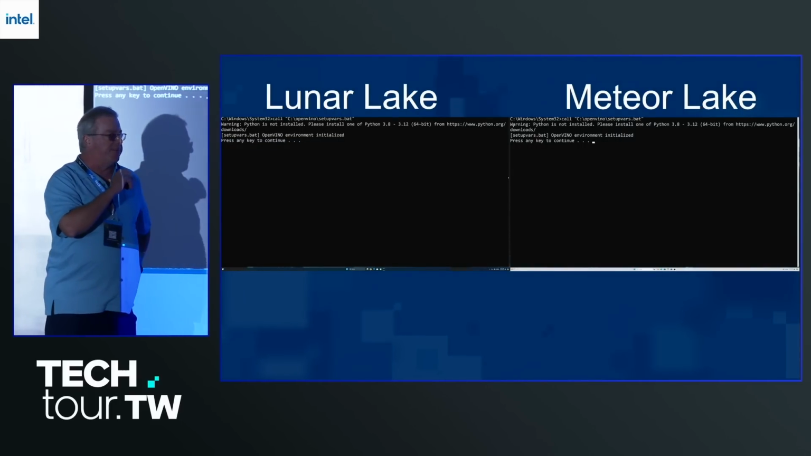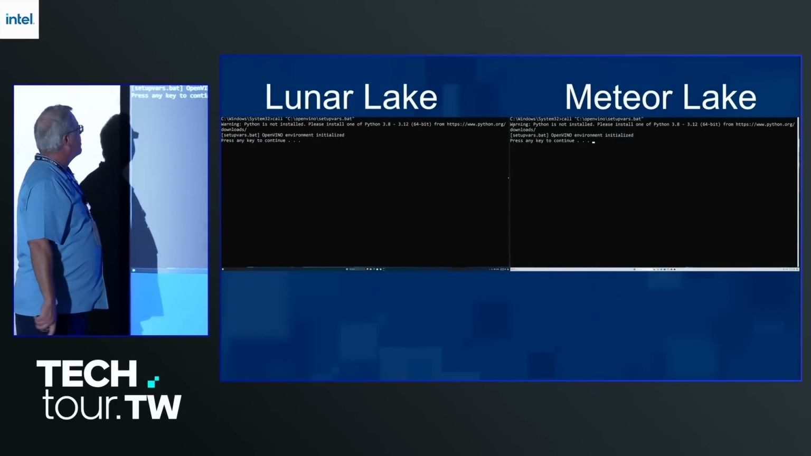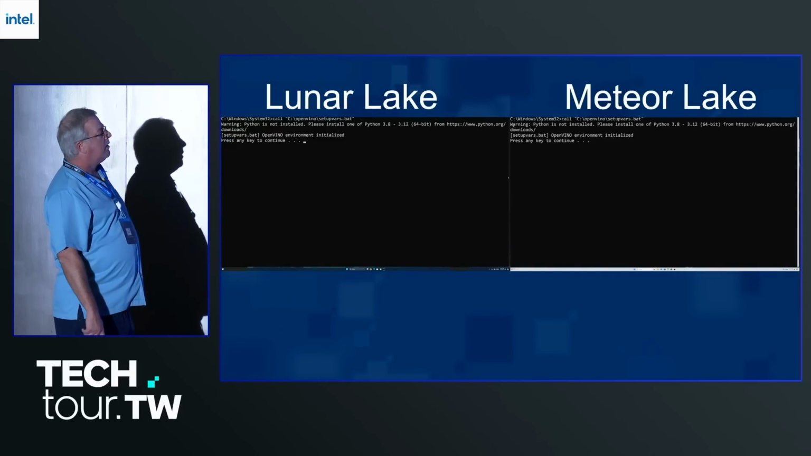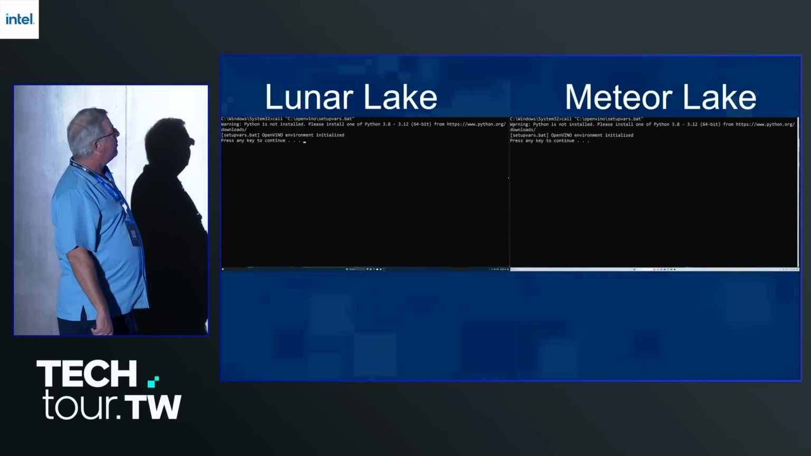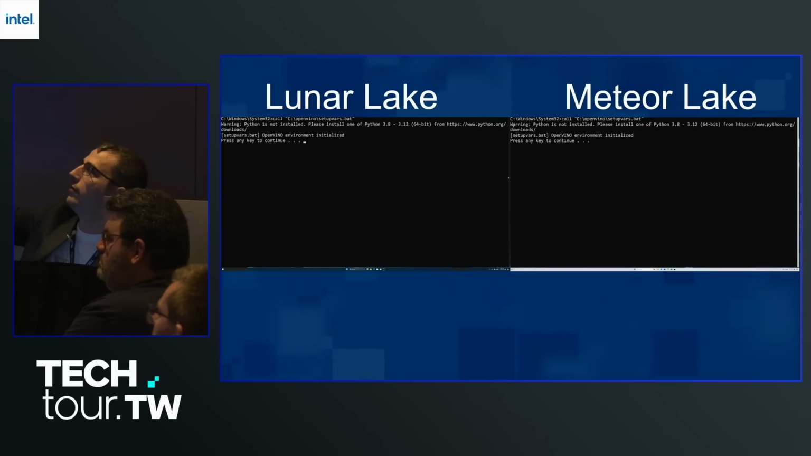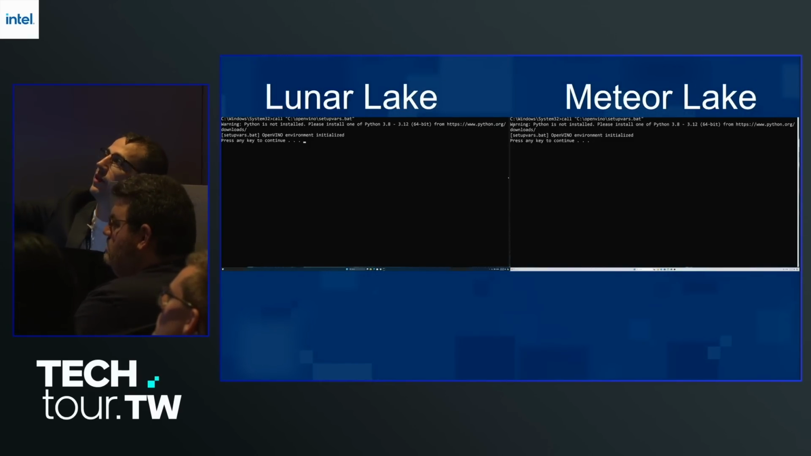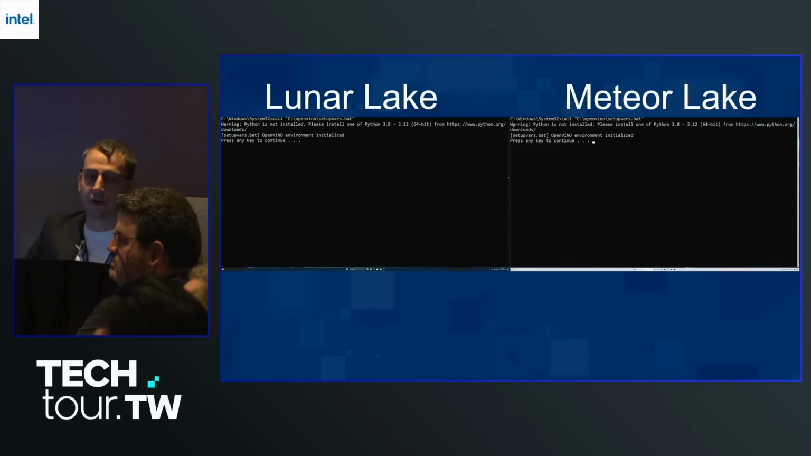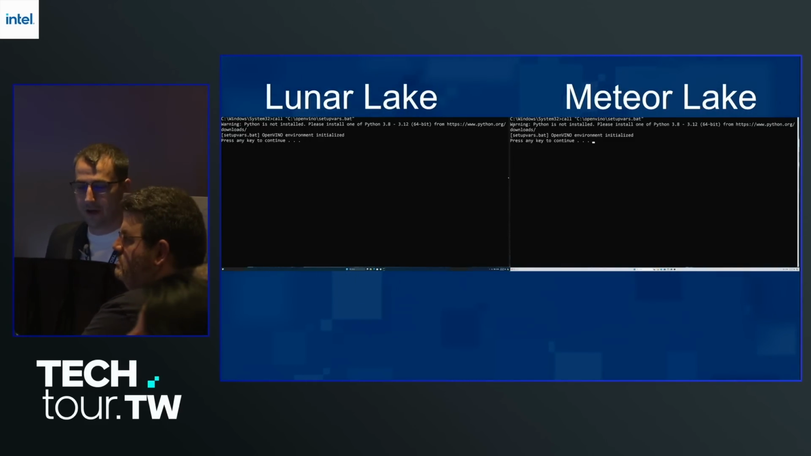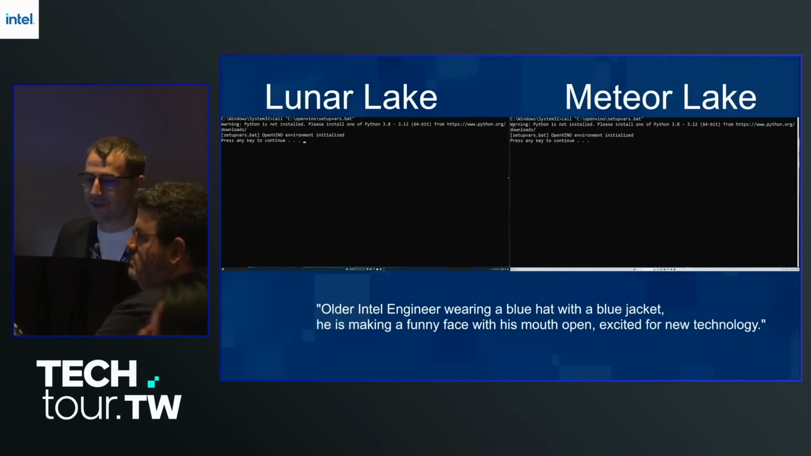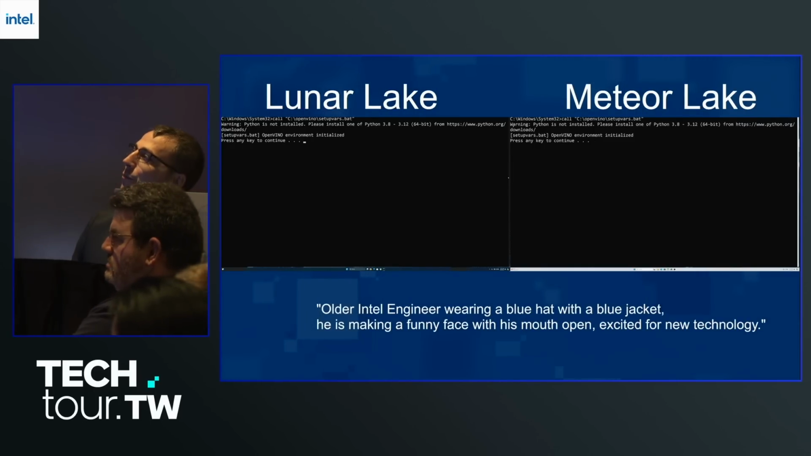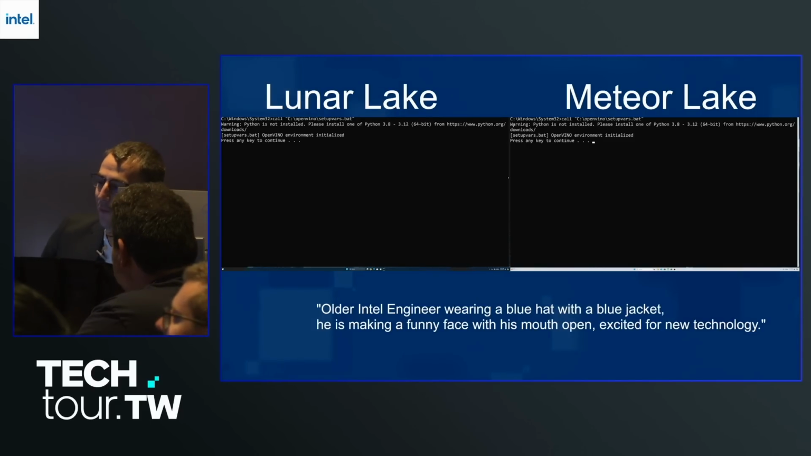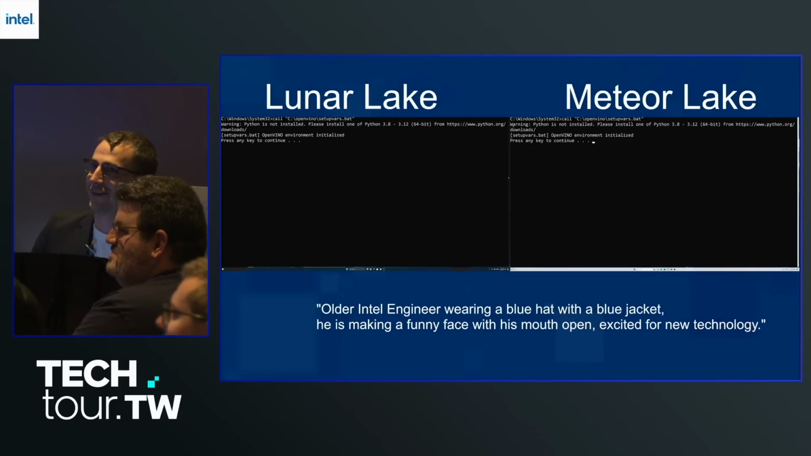So Mr. Barnes is a good friend of mine. Why don't you tell me what I'm looking at? So here we have 2 platforms, and these are running on the stage in front of you. On the left-hand side, we have our Lunar Lake platform, and on the right, we have Meteor Lake. What we have set up here is Stable Diffusion running OpenVINO. We're going to generate an image using a prompt: older Intel engineer wearing a blue hat with a blue jacket. He is making a funny face with his mouth open, excited for new technology.